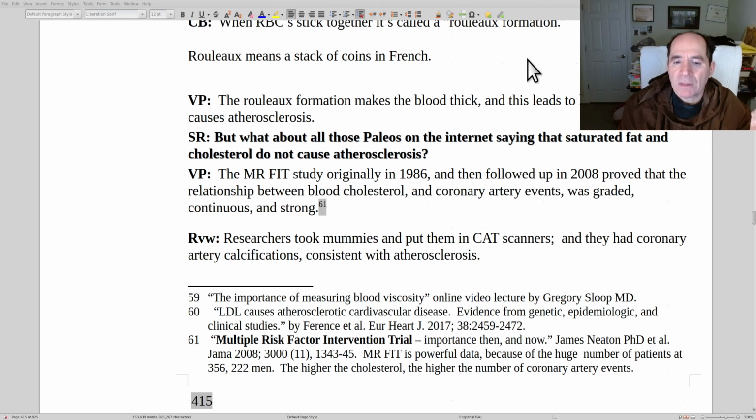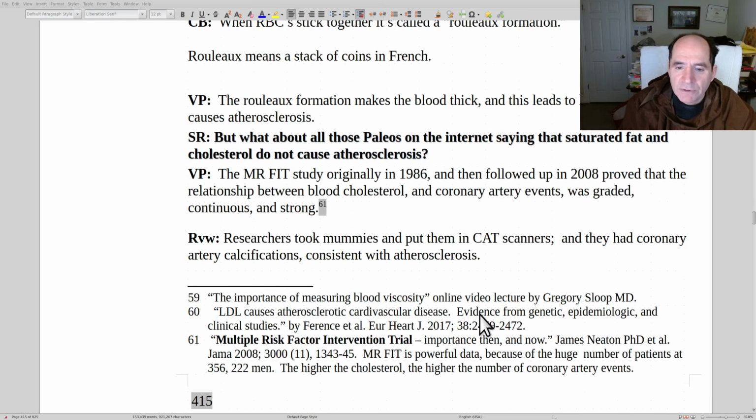Anyways, there have been tons and tons of studies, going back to Ancel Keys in the 1950s, showing that elevated blood cholesterol is associated with increased cardiac events. There was one big study called the Mr. Fit study. Originally in 1986, there was a follow-up version of it in 2008. It showed the higher the blood cholesterol, the more coronary events people had. Researchers have also shown that the mummies of rich people who were able to eat high-fat, meat-heavy diets had coronary artery and thoracic aortic calcifications.